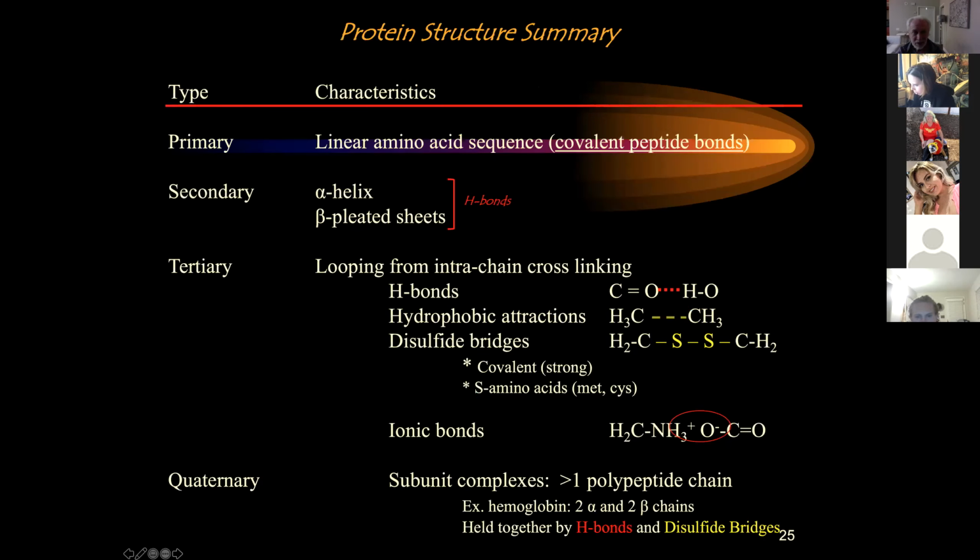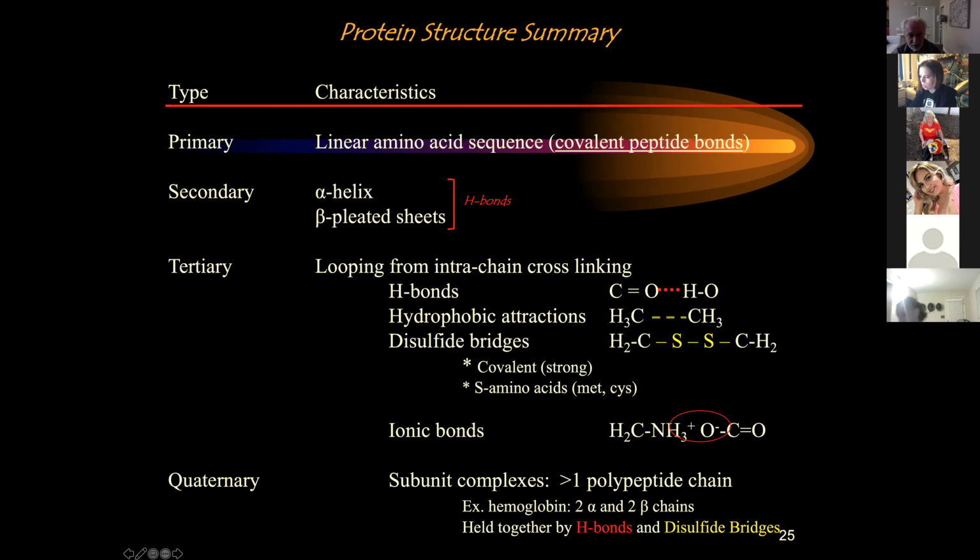And here is a summary of the 4 kinds of bonds that cause temporary or tertiary or quaternary structure. The primary are just the linear amino acid sequence with covalent peptide bonds. Secondary is alpha or beta, alpha helix or beta pleated sheets. These are held together only with hydrogen bonds.